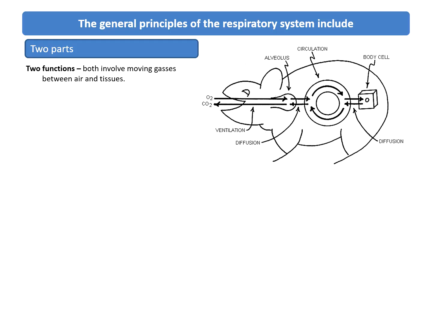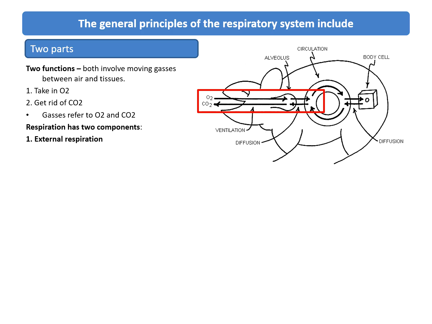First of all, what about the general principles? Well, they're pretty straightforward. The respiratory system has 2 functions. Both involve moving gases between air and tissues. They take in oxygen and get rid of carbon dioxide. Gases refer to oxygen and carbon dioxide.